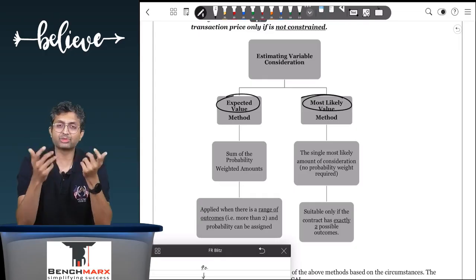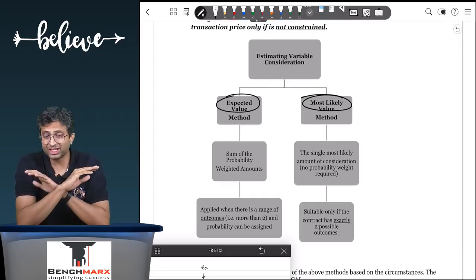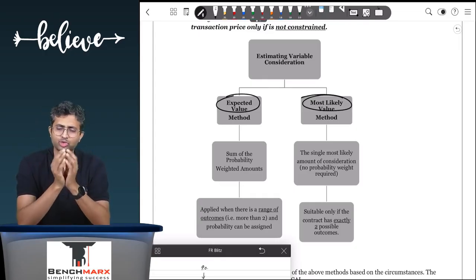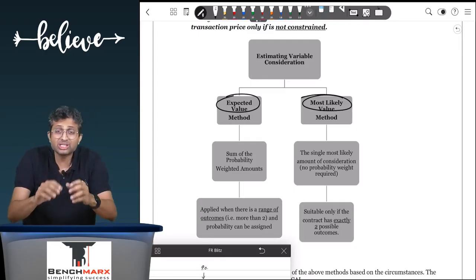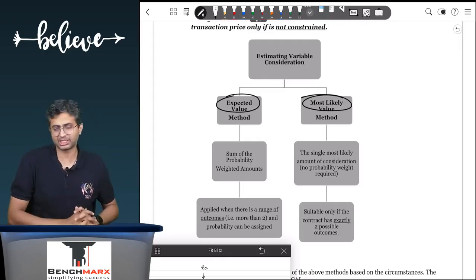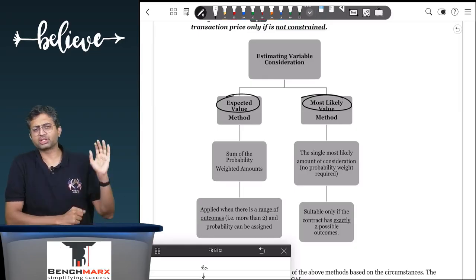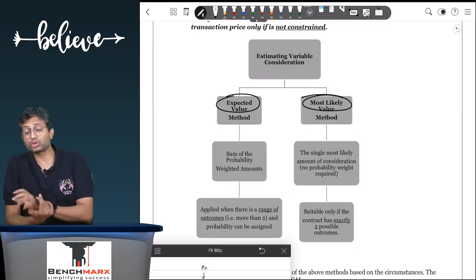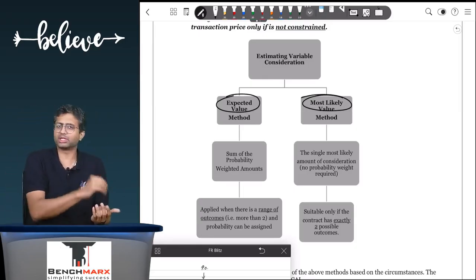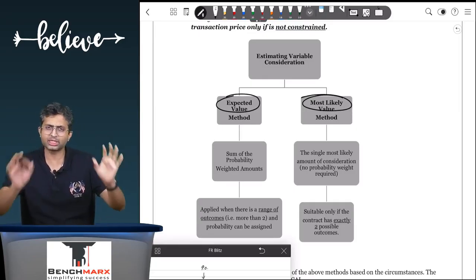So which method should you use? Well, management is free to use any method. It is not that with 2 outcomes the most likely method has to be used. This is what the institute tells you if nothing is given. But management can very well take the probability based weighted average if there are 2 outcomes, or it can also take most likely method if there are 3 outcomes. If the question tells you something, you respect that.